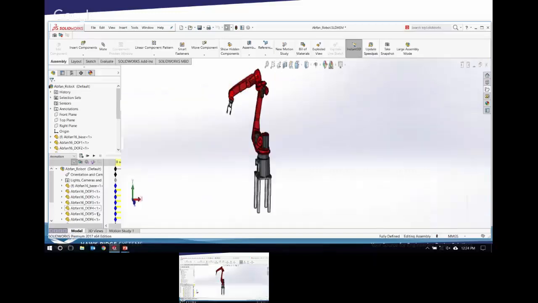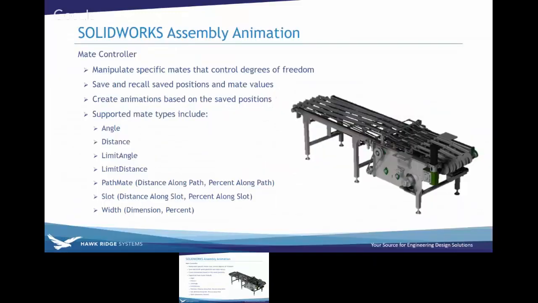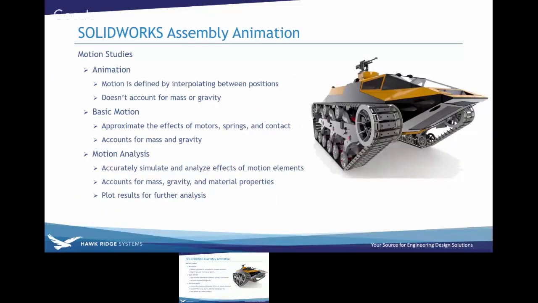Yeah. I think we're going to get into that right now. So yeah, here we go. Good segue. So with motion studies, there are three modes: animation, basic motion, and motion analysis. In animation, motion is defined by interpolating between positions. Just like we saw with the mate controller, it's really just looking at position 1, 2, 3, and so on, and it's just going to do a linear interpolation between each position. It doesn't account for mass or gravity or anything like that.